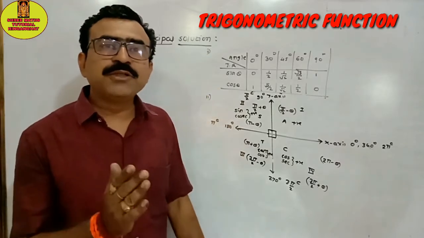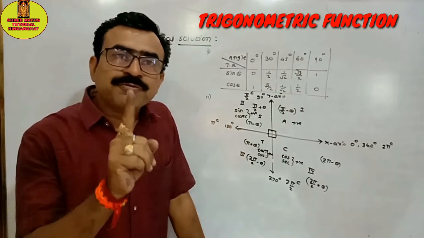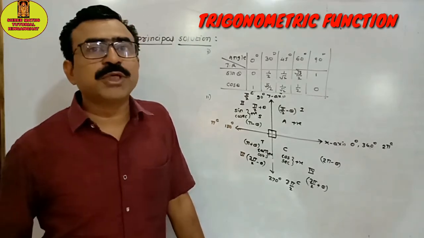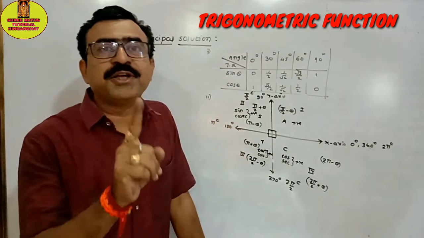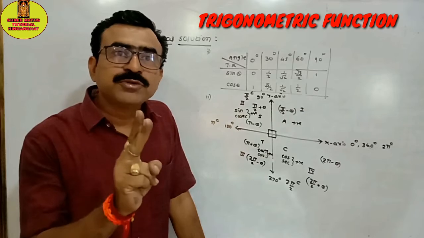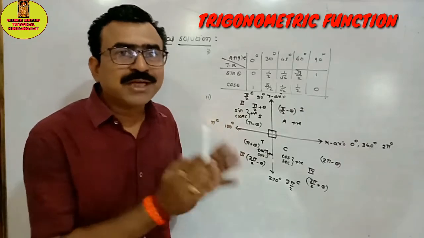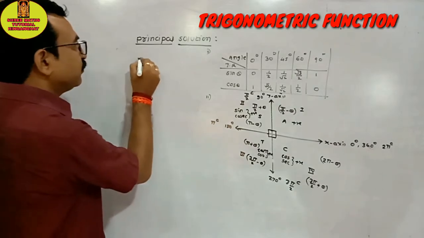So friend, here you have to note two things. Number one, you have to find two principal solutions of every trigonometric equation. Okay? And second thing is, you have to use this pi and 2 pi angle. Okay? So let us take some examples.